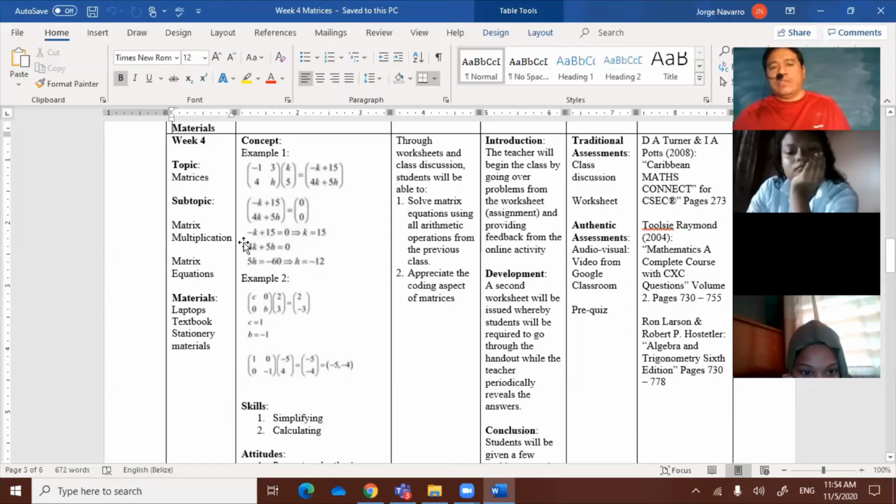And then they solve. So negative k plus 15 equals 0. So k is equal to 15. And then it says 4k plus 5h equals 0. And we know that k is 15. So 4 times k is going to be 60. So we say 5h equals negative 60. So h is negative 12. So you're looking at both matrix multiplication and something called equal matrices. Again, something that we have done before. All right.